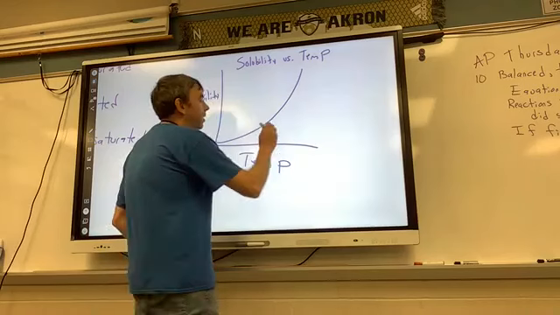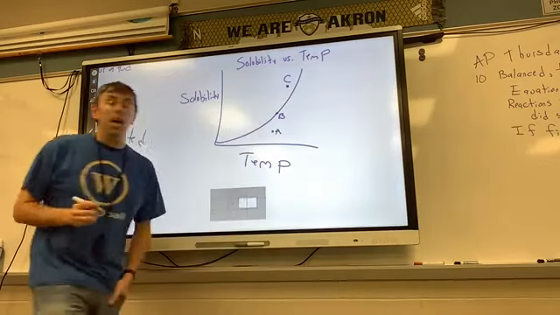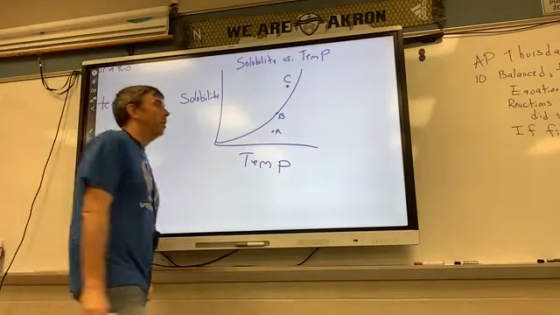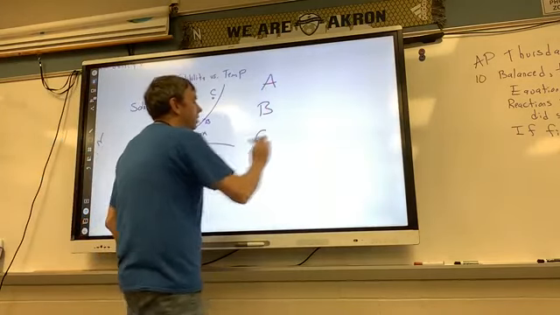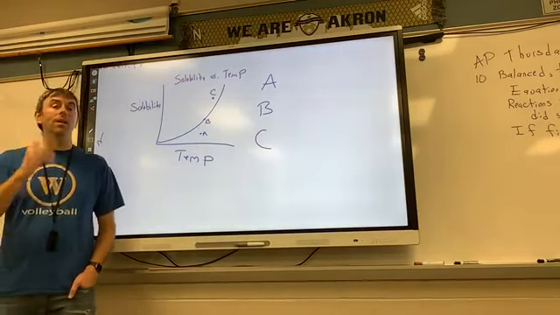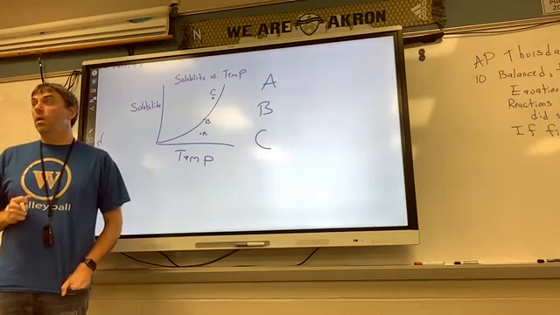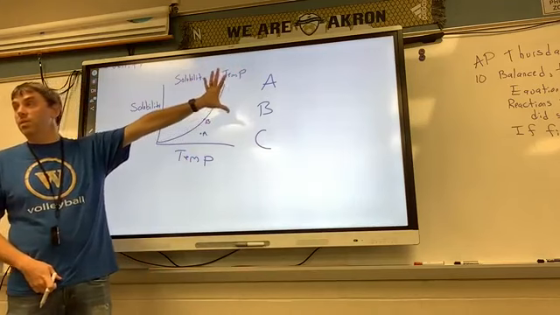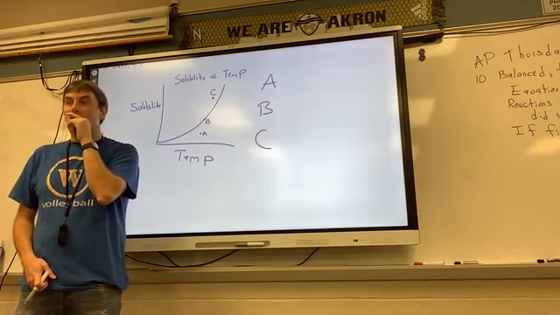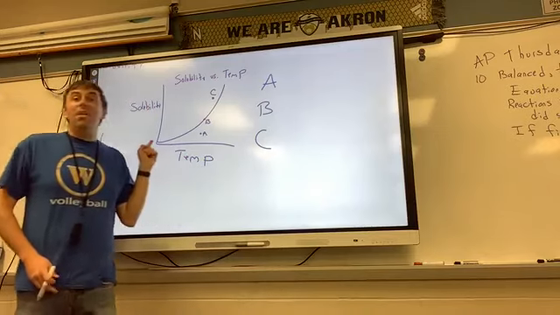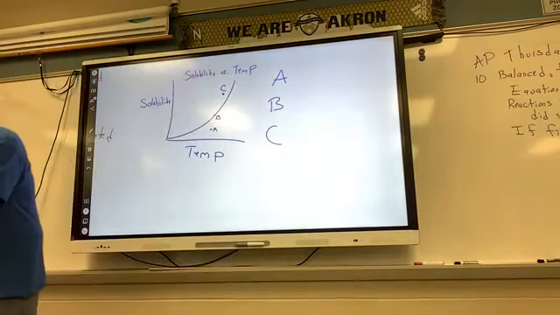If I have letter A, letter B, and letter C, and I wanted to label each one of those. Anybody have a guess of what I would label letter A? We're not talking about least or most soluble. This is just one substance. Let me help you here. Letter B is right on the line. Letter B is saturated.